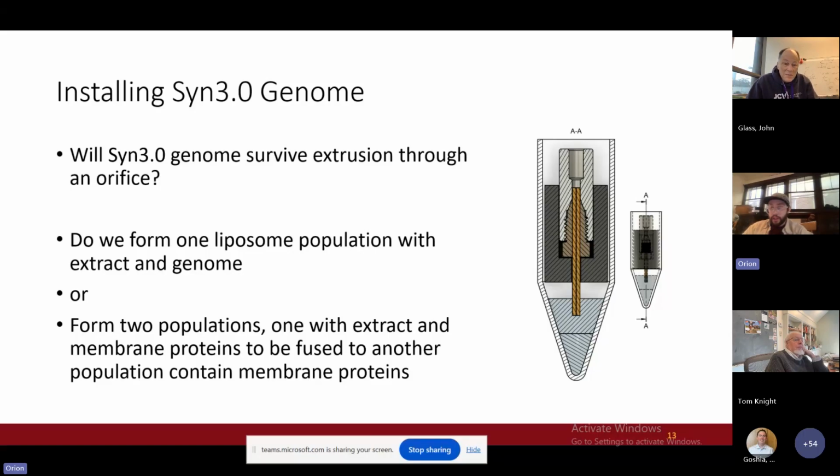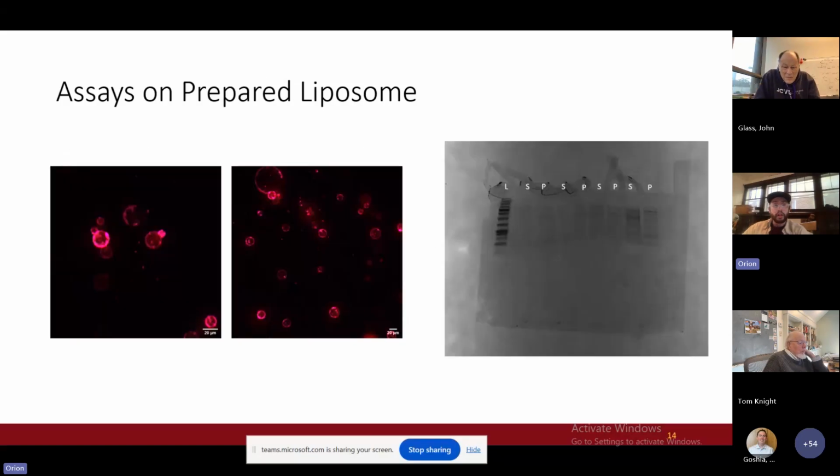I mean, obviously, it would be really ideal if we can just kind of do it all in one go: form the liposomes with the genome inside, form the liposomes with the extract inside, install the requisite membrane proteins, and go from there, with feeding the synthetic cells being kind of the only issue, but we'll have to see.